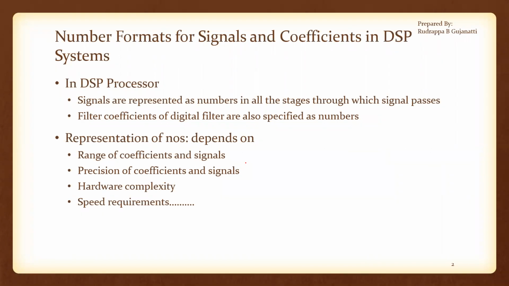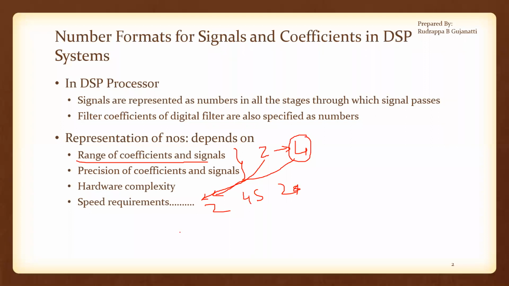Then apart from this, speed requirements also play an important role. Speed in the sense, suppose you're representing signals with 2 bits, then the computational speed, let me just assume, is 2 seconds. But if I increase the number of bits, will it affect the speed? That also I have to check. Can I just randomly increase the number of bits which I use to represent the signal and the coefficients? Even that plays an important role. If 4 bits are used, whether it increases to 4 seconds or whether the computational speed still remains 2 seconds, it all depends.